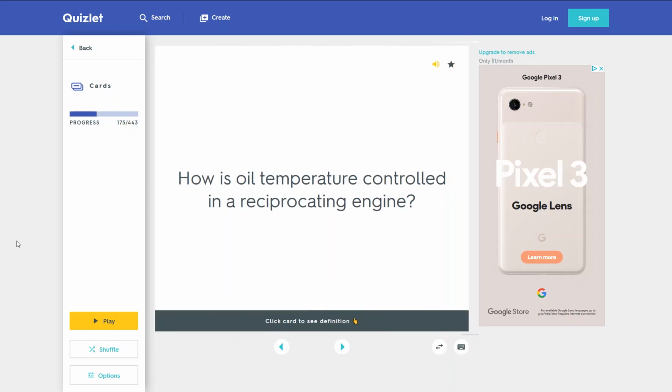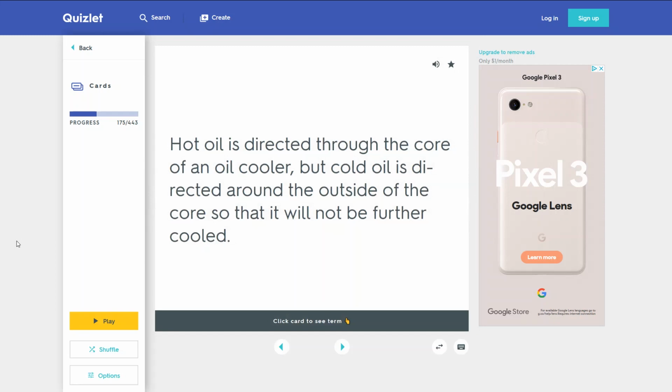How is oil temperature controlled in a reciprocating engine? Hot oil is directed through the core of an oil cooler, but cold oil is directed around the outside of the core so that it will not be further cooled.